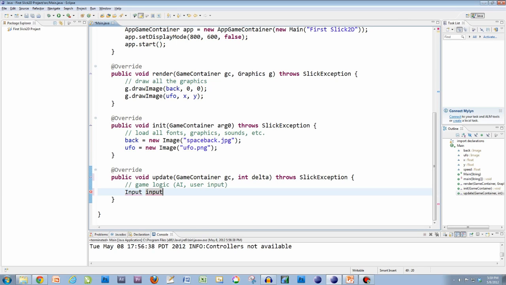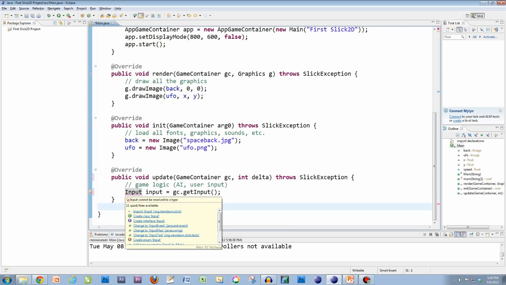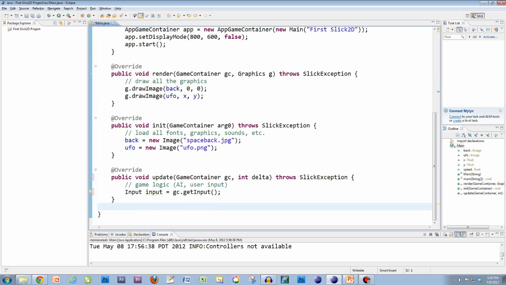Maybe I shouldn't call it. No, I'm going to do it. Okay. Input equals gc.getInput. All right. Now, you have a little error on the first input. It's the first capital input. I'm going to hover over that first capital input and import it.